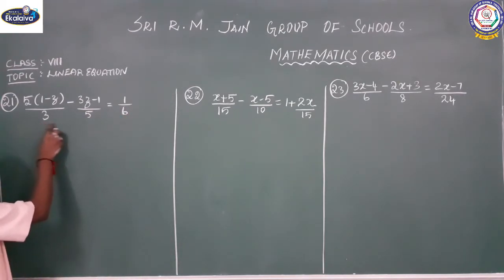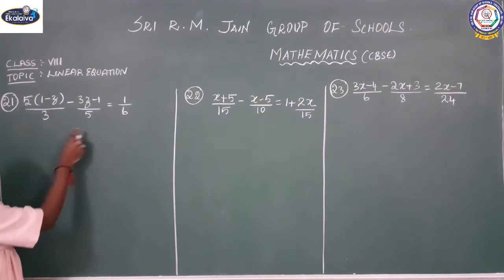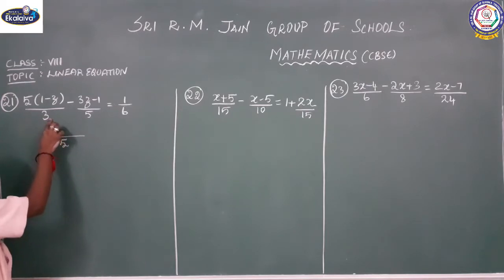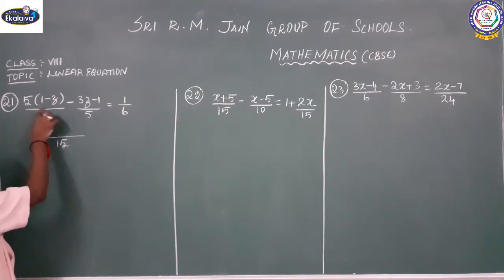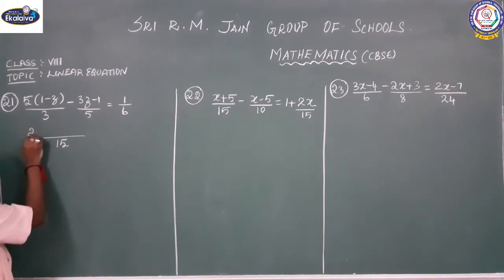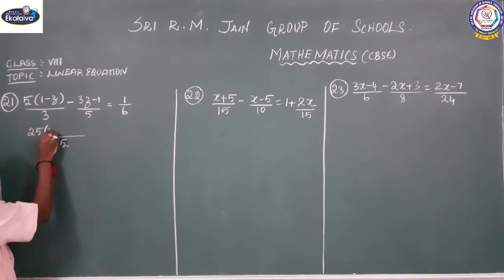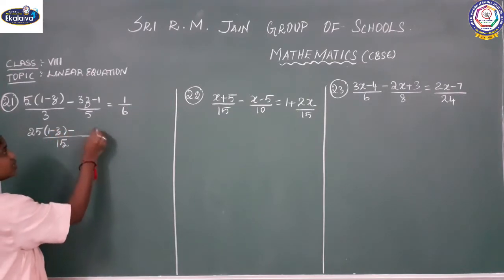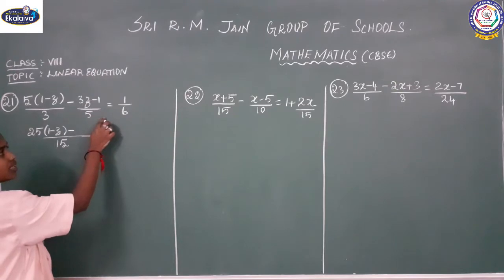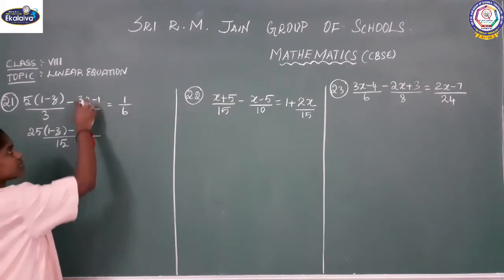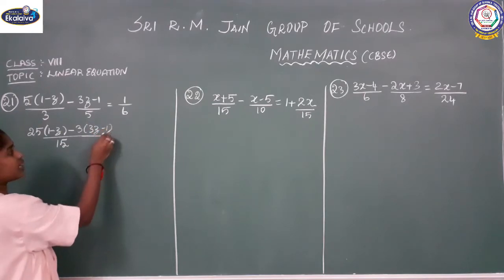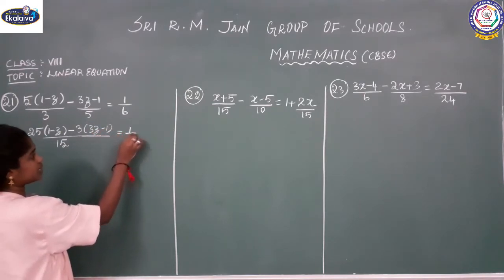Okay. So now we are going to take the LCM for 5 and 3. What is the LCM for 5 and 3? 15. Okay, 3 into 5 is 15. So we have to multiply this with the 5. Already 5 is there. 5 5s are 25. So 25 into 1 minus z, minus, and what is here? We have 5 into 3 is 15. So we have to multiply this term with 3. So 3 into 3z minus 1 is equal to 1 by 6.